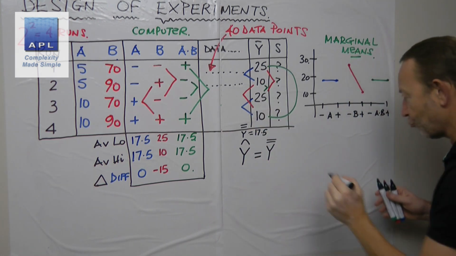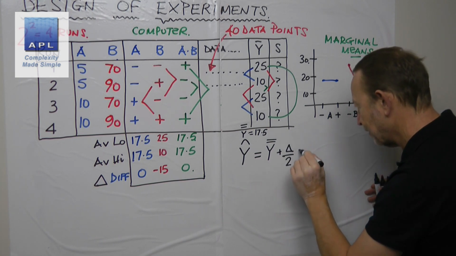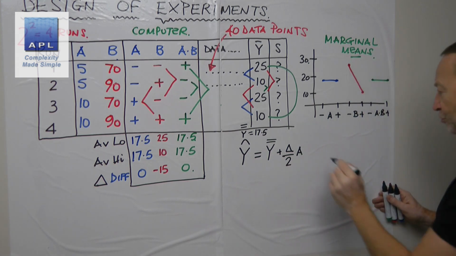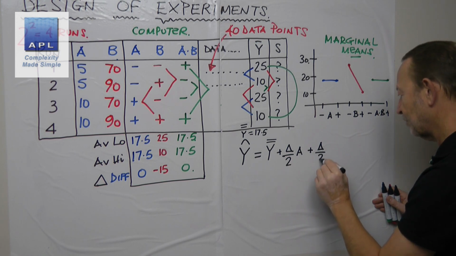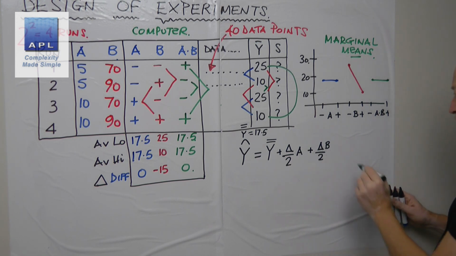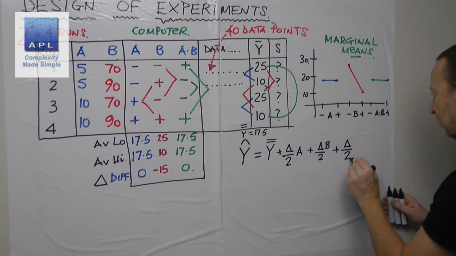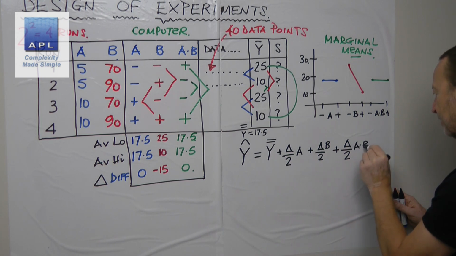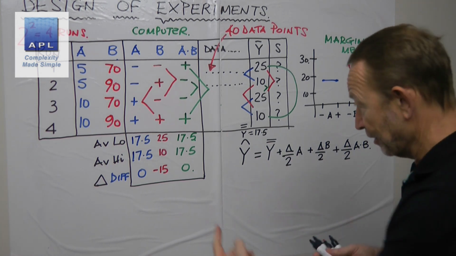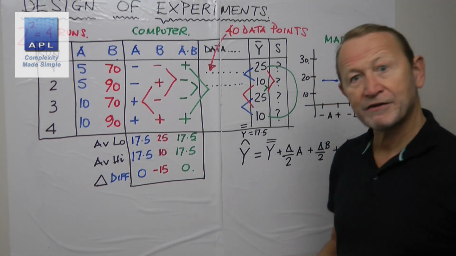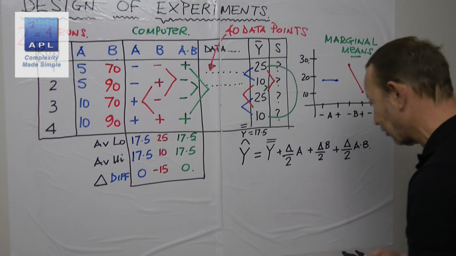So Y hat equals the grand mean plus the delta for A over 2 plus the delta for B over 2 plus the delta for AB over 2. So there is the empty template. Now what we're going to do, of course, is enter the information that we've got, this number and these three numbers, and we'll create an equation using that.